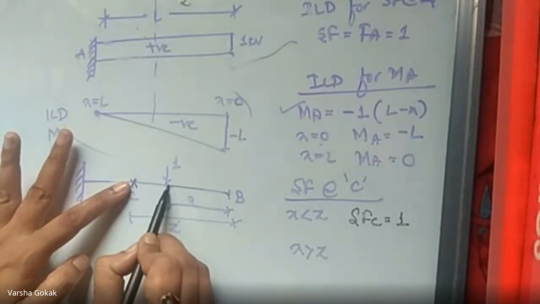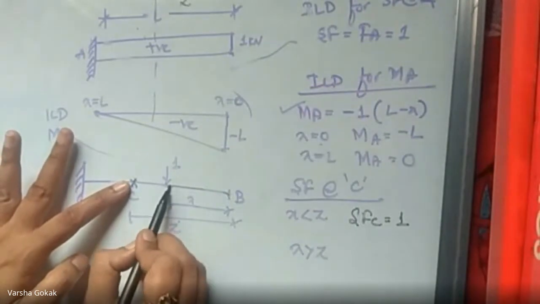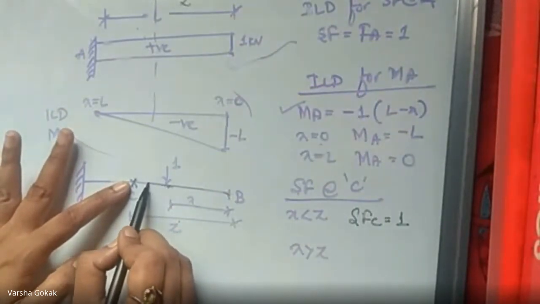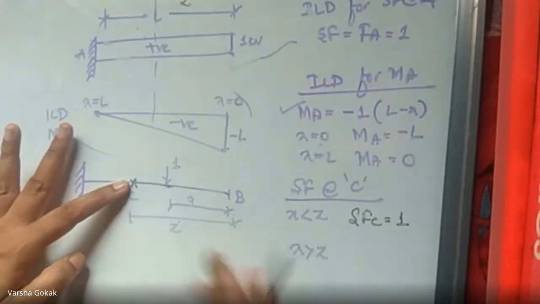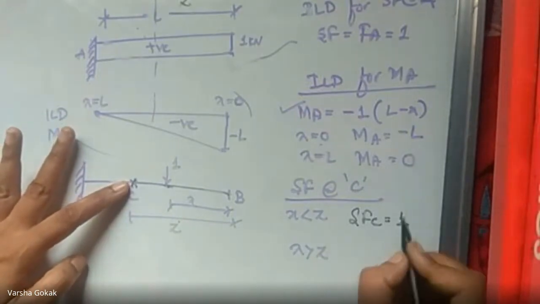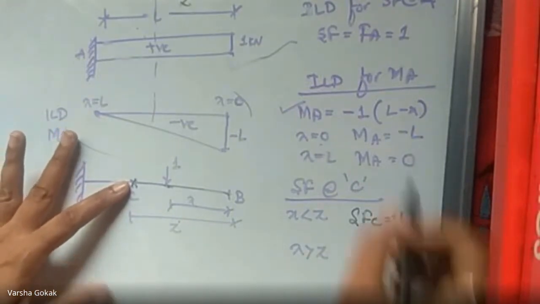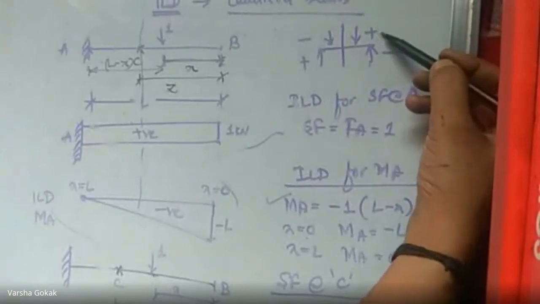At this point, at some distance X, shear force value has become 1 now. Okay, so from here onwards it will be 1, 1, 1, 1. At C it is going to be 1 only. So shear force is going to be 1, and that also it is plus 1. Why? Because downward forces when I start from right side is positive.